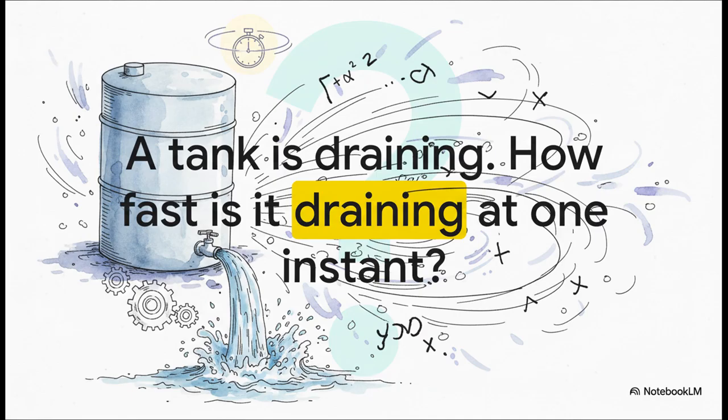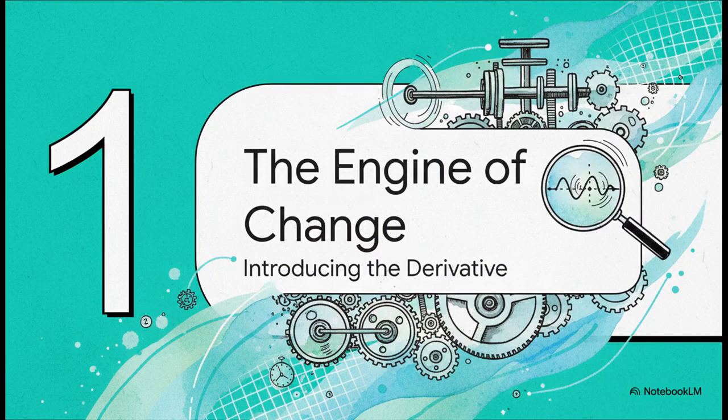Imagine a huge water tank, and it's draining out. Now, we could easily figure out the average rate it's draining over, say, 10 minutes. That's simple enough. But what if we need to know the speed of that water loss at the exact single instant the clock hits 10 minutes? Not a second before, not a second after. For that kind of precision, we're going to need a special kind of mathematical engine. And that engine? Well, that's the derivative.